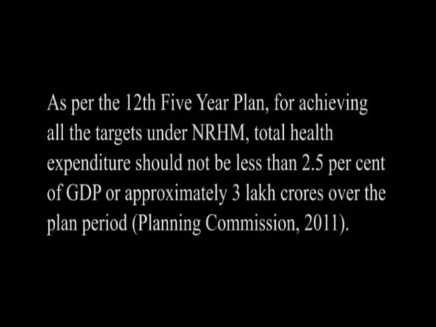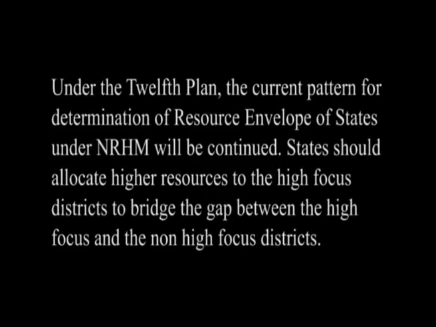As per the 12th 5-year plan, for achieving all the targets under NRHM, total health expenditure should not be less than 2.5% of GDP or approximately 3 lakh crores over the plan period. Under the 12th plan, the current pattern for determination of resource envelope of the states under NRHM will be continued. The states should allocate higher resources to the high focus districts to bridge the gap between the high focus and the non-focus districts. So students, let us conclude the present lecture.